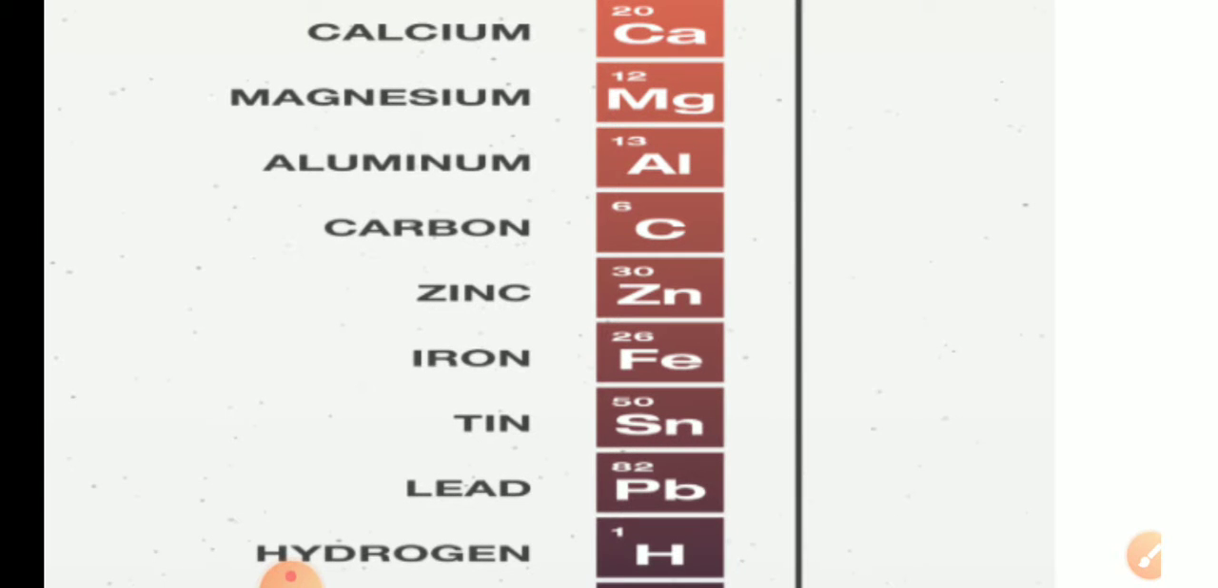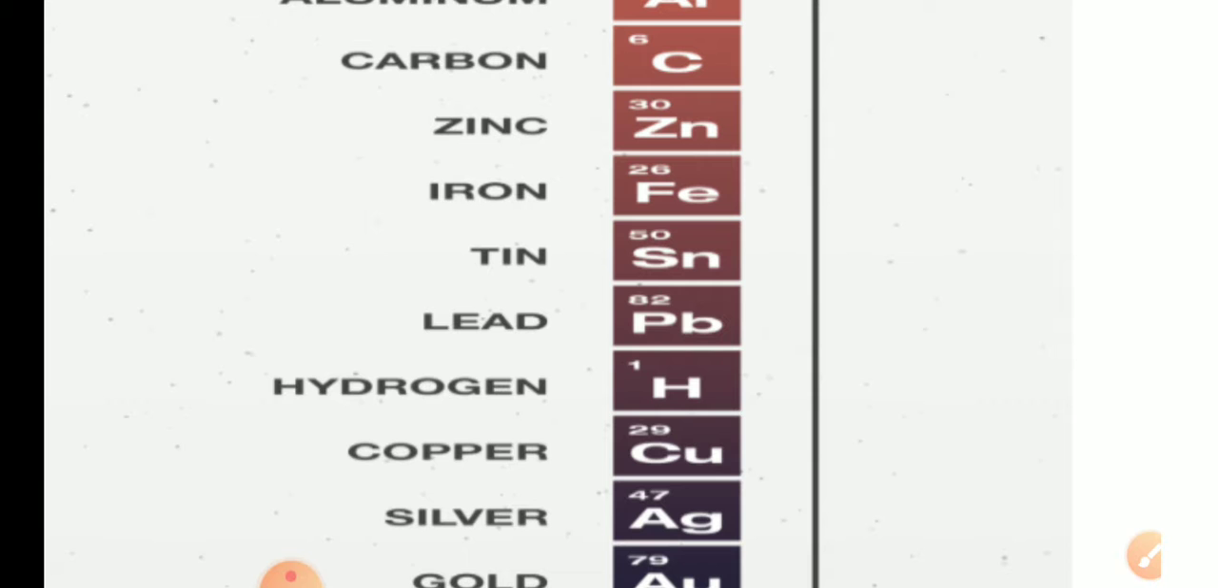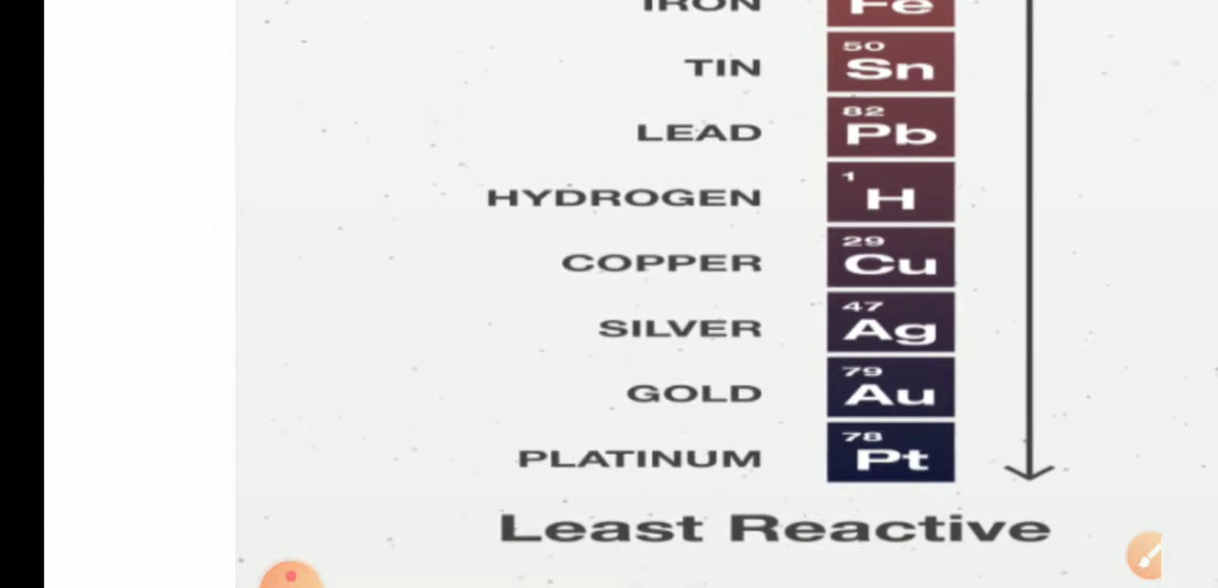is iron. Then tin, Sn is the symbol of tin. Pb is the symbol of lead. Then hydrogen, H. Then Cu, Cu is copper. Ag is silver, and Au is gold, and last is platinum.